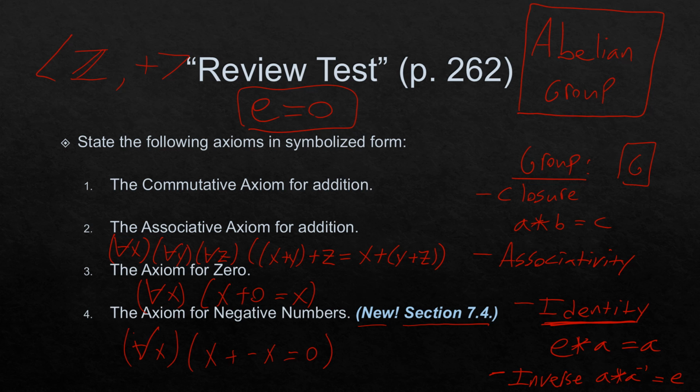Now the commutative axiom is not essential for a group. However, if you have a group that obeys the commutative axiom, you do have an Abelian group. So the commutative axiom, as you recall, is for all x, for all y, x + y is equal to y + x. So this is why we have an Abelian group.